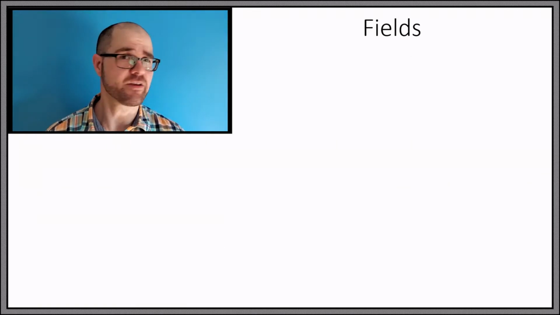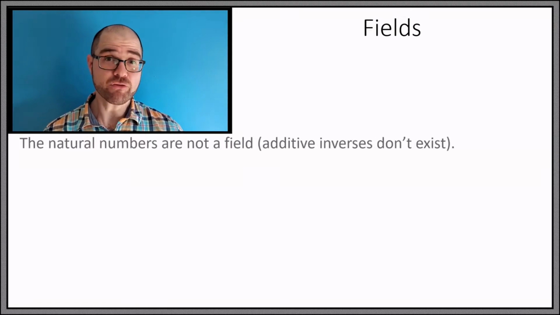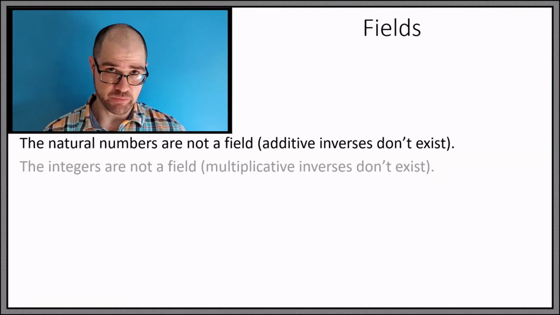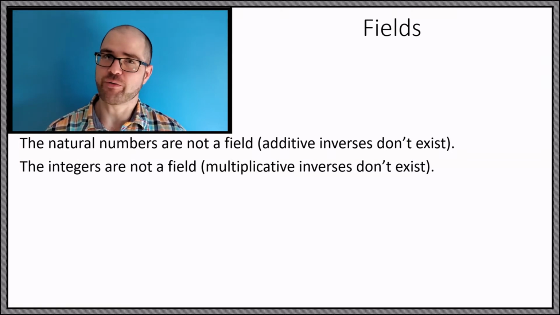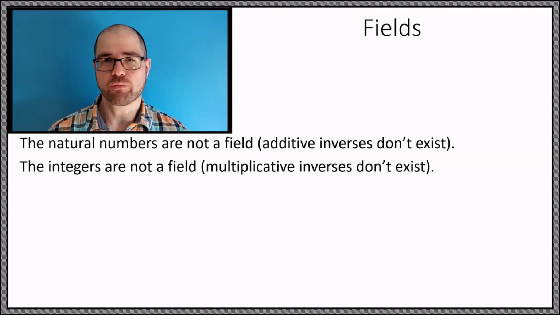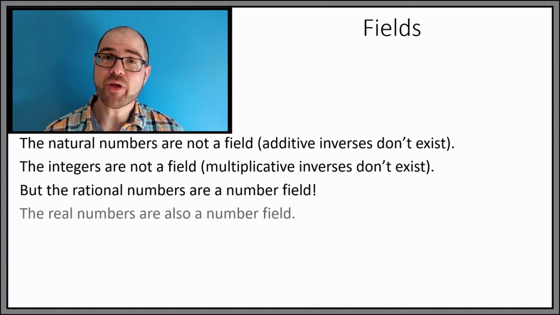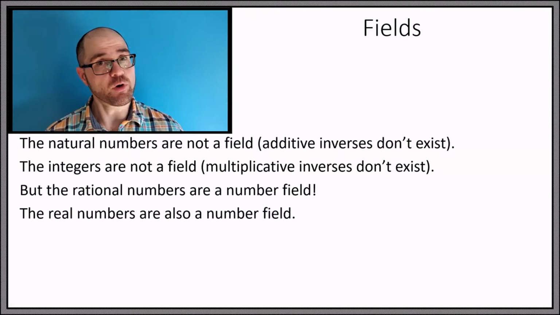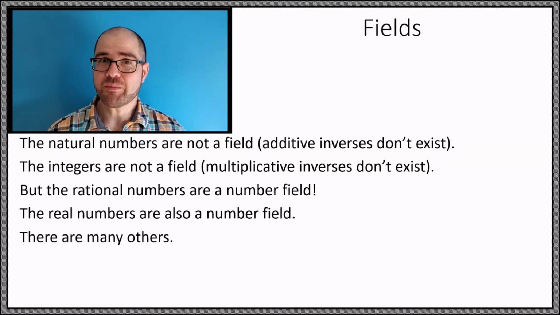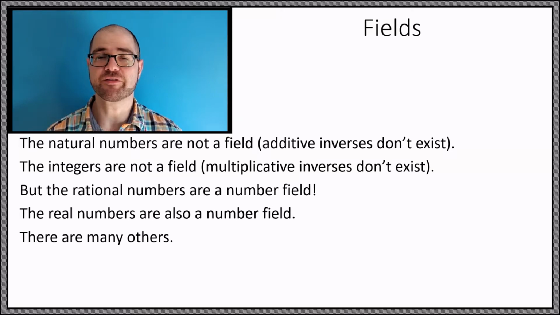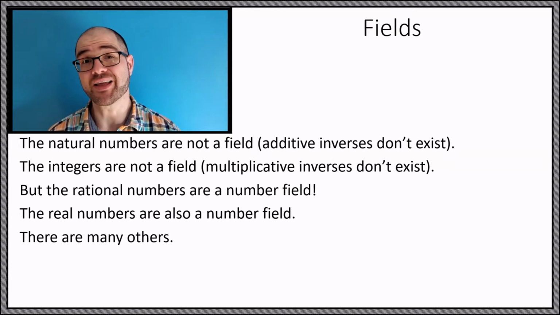So have we seen these things before? The natural numbers don't have additive inverses, so they're not a field. No multiplicative inverses in the integers, so they don't form a number field either. But rational numbers have all these properties. They're a field. Real numbers also have all these properties, so also a field. But we can make more and more number fields. We just want to be sure that we have sets with arithmetic that behaves like we think it should.